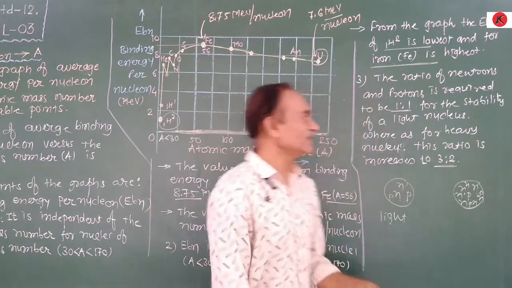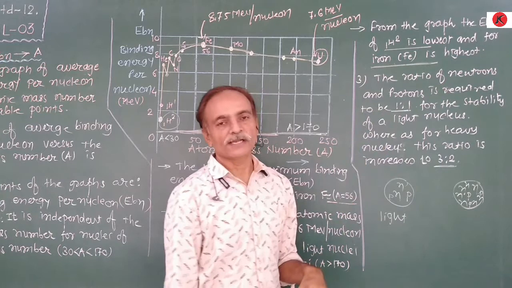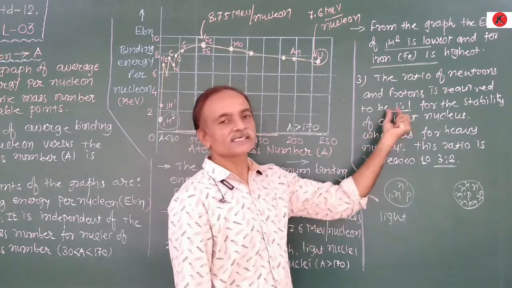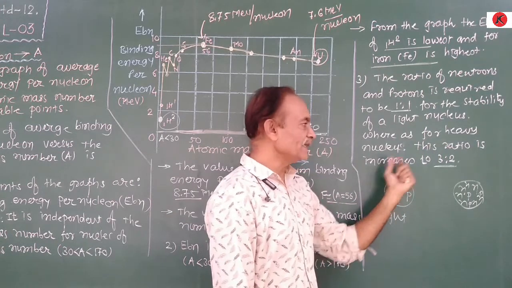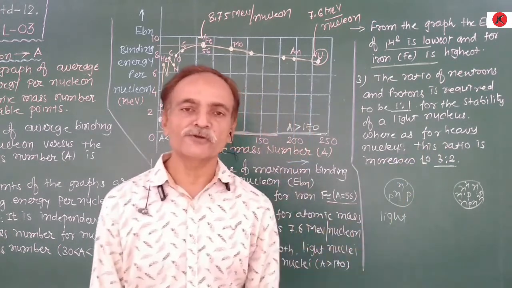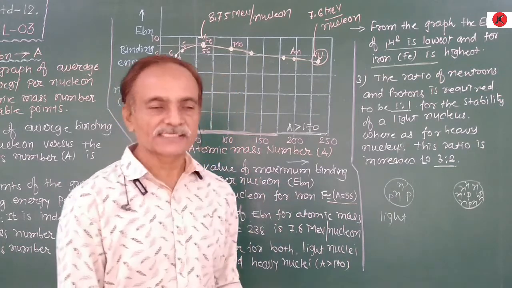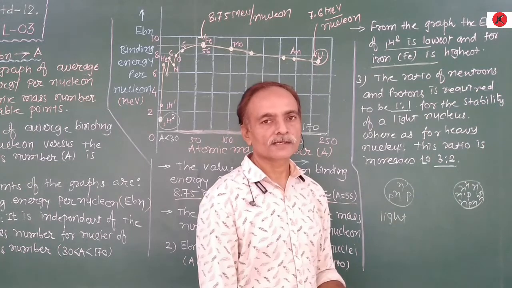So keep in mind that for the light nucleus, for stability, the ratio of number of neutrons to protons is 1:1, while for heavy nuclei, for stability, the ratio of the number of neutrons to the number of protons is 3/2, or 3:2.